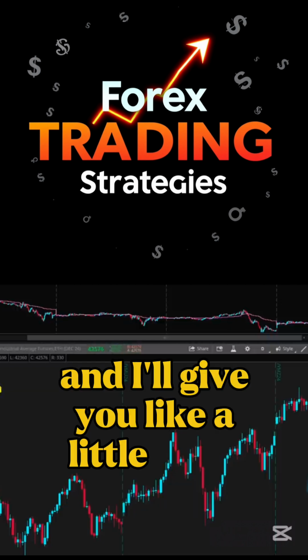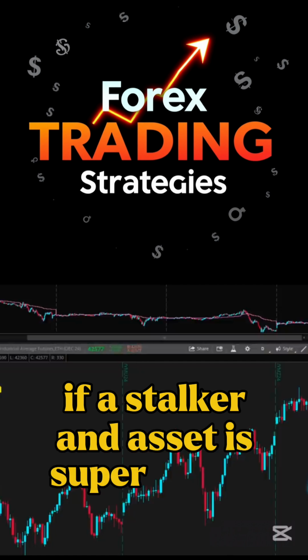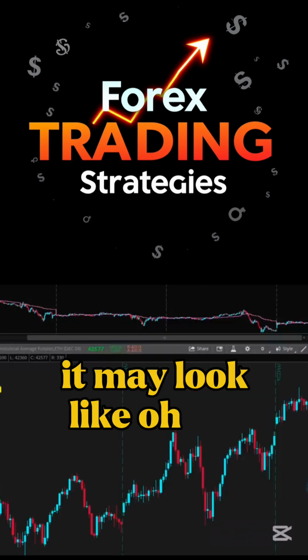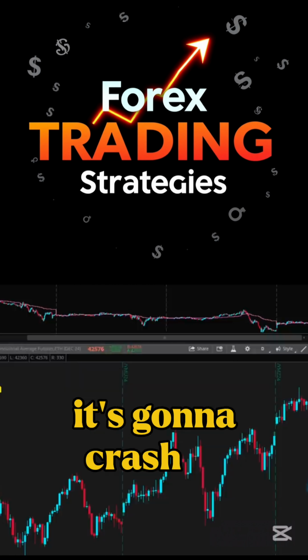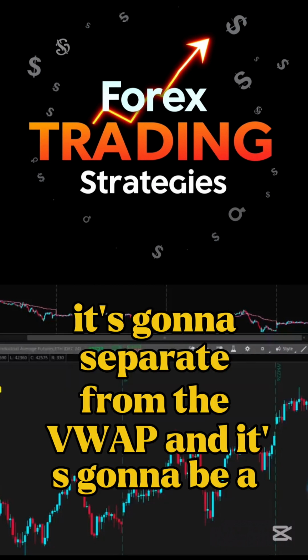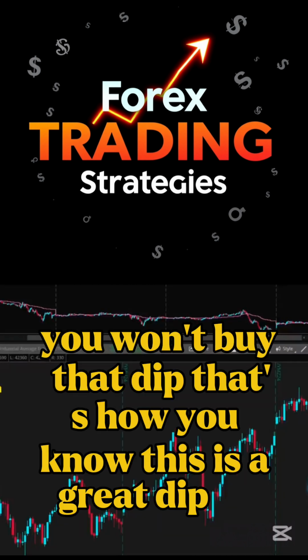And I'll give you a little jump ahead. If a stock or an asset is super bullish, they're going to buy that dip. It may look like, oh, it's going to tank, the market's going to crash. No, it's not. It's going to separate from the VWAP, and it's going to be a slam dunk buy. You won't buy that dip. That's how you'll know this is a great dip to buy.